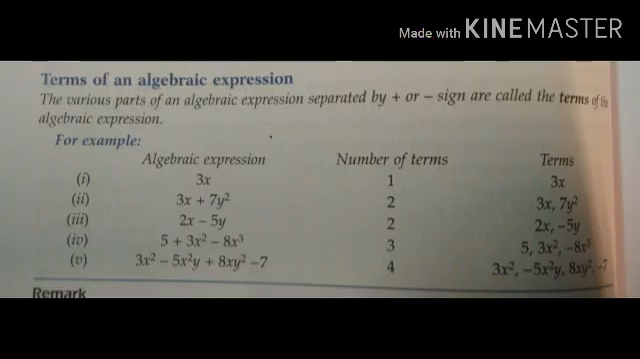The picture I just sent shows a lot of algebraic expressions. The first one, 3x, has only one term. The second one, 3x plus 7y square, has two terms, because 3x is one term and 7y square is another term. This algebraic expression is called a binomial. The third one, 2x minus 5y, is also a binomial. The fourth one, 5 plus 3x square minus 8x cube, has three terms, so it is known as a trinomial, and anything more than that is known as a polynomial.